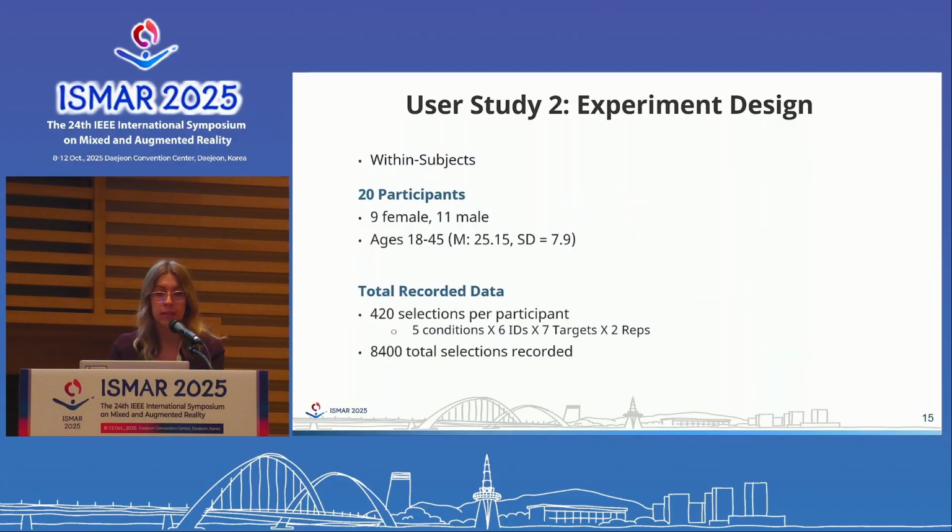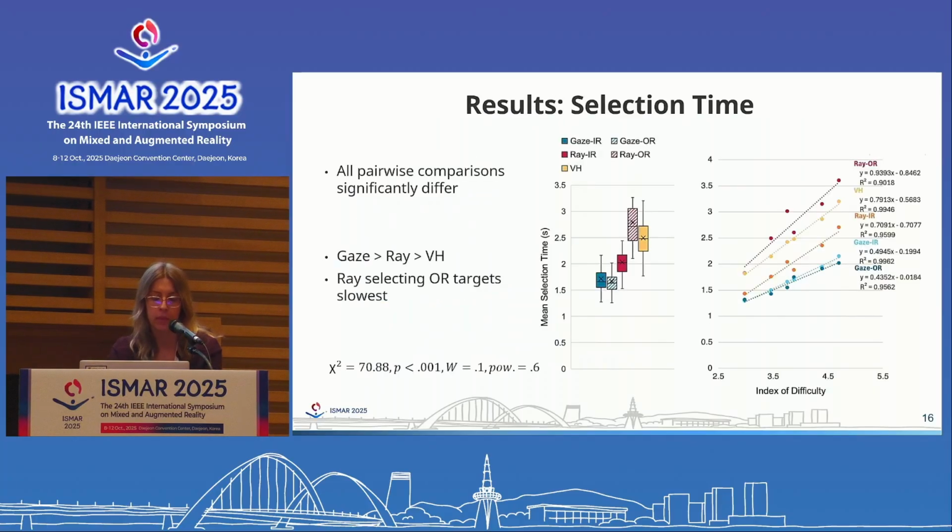We recruited 20 different participants for experiment 2, ages 18 to 45, and 420 selections were recorded per participant. Regarding selection time, head gaze was significantly fastest, and ray casting with out of reach targets was slowest. When only considering in reach targets, the virtual hand technique was significantly slower than ray casting. And like in study 1, we modeled the relationship between selection time and ID and found all conditions highly linear, again showing the Fitts's law model strongly applies to the data.